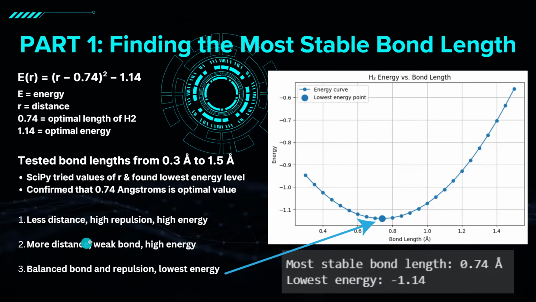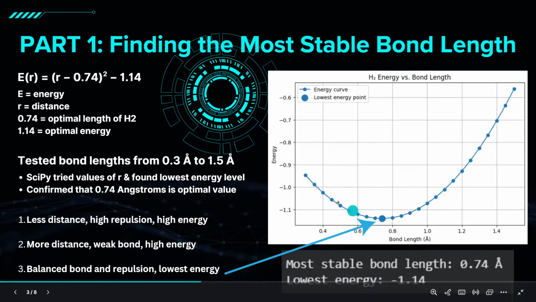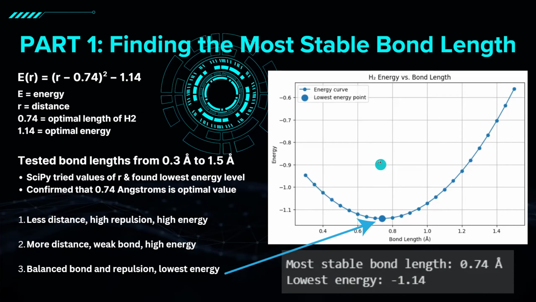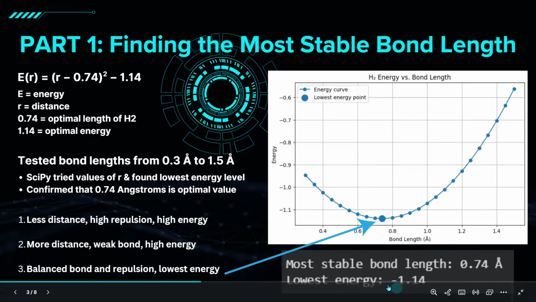I'll show you my code in a bit, but on the left side, it shows that there was a really low distance, which meant that they were very repulsive since they were close to each other, and it showed a really high energy. And then on the right side, it was a lot more distance, so it had a weaker bond, and also, since it was trying to be closer, it had a high energy. And the only point that was actually balanced, with balanced repulsion and the lowest energy, was this point, which was 0.74, and it had negative 1.14 joules of energy.